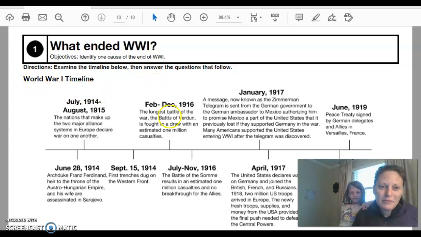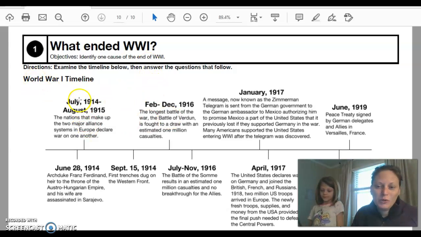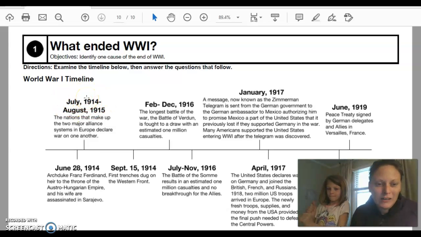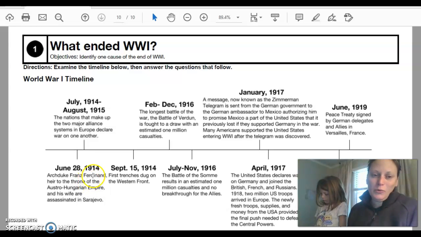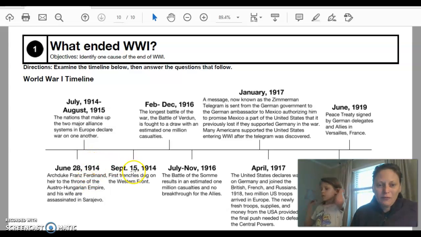So we have a timeline of World War One. Here's 1914. June is when the Archduke Franz Ferdinand was assassinated. So we remember that's the spark of World War One. And the first trenches were dug. So remember, we were dealing with trench warfare. They were dug in September of 1914, so that happened very fast.